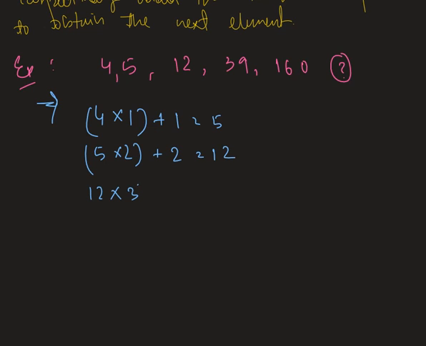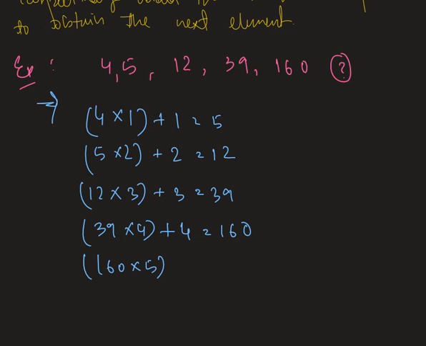Then we multiply 3 with 12, then add 3. Then we get 39. After this, we multiplied 4 with 39, then add 4. Therefore, we get 160. And after this, obviously, we multiplied 5 with 160, then add 5, and we get 805, which is our required answer.